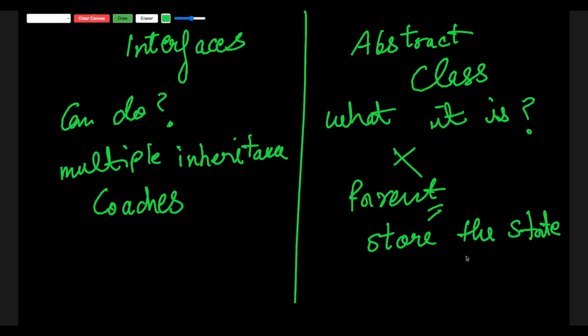Now imagine you are a parent who wants all your kids to follow a morning routine. For example, wake up, exercise and eat breakfast. But you let them decide how to exercise or what to eat. You control the flow but give flexibility in the middle. That's what abstract classes can do. They give you a template.